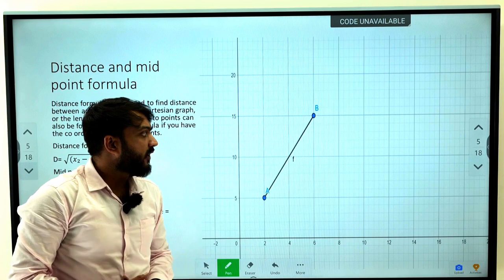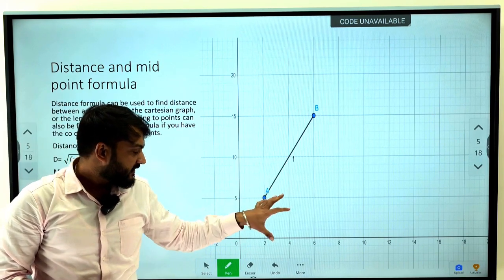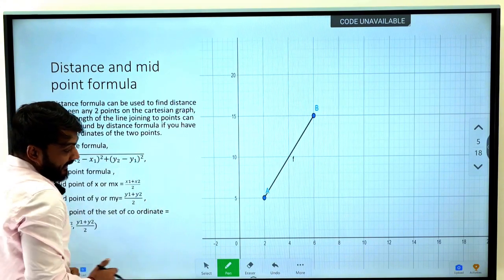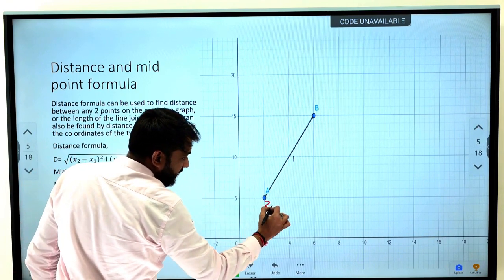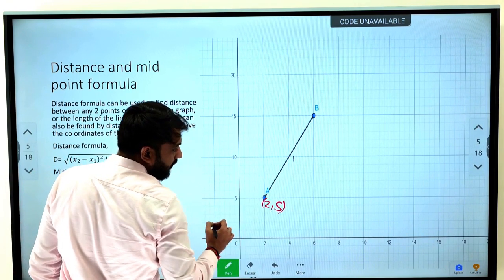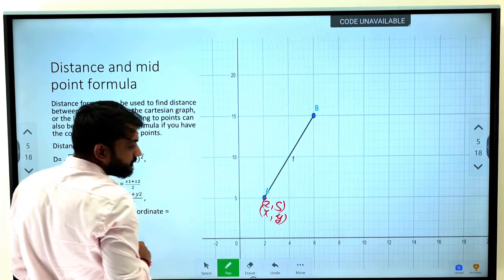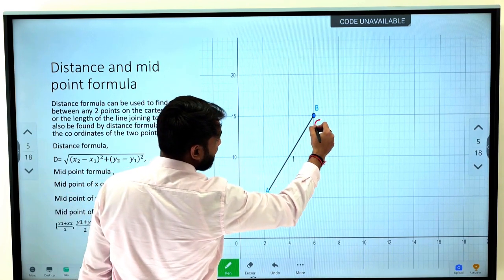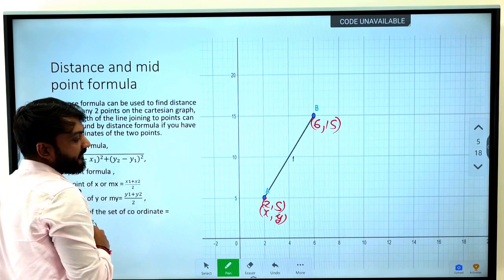Let's say if I have 2 points, points A and point B. Now firstly here, if I want to mark out where is point A? On the x-axis, you can see it's on 2, and on the y-axis, it's at 5. So A is 2 comma 5, x comma y. B, if you see, is 6 and 15. 6 on x-axis, 15 on y-axis. So B can be marked out as 6 comma 15.